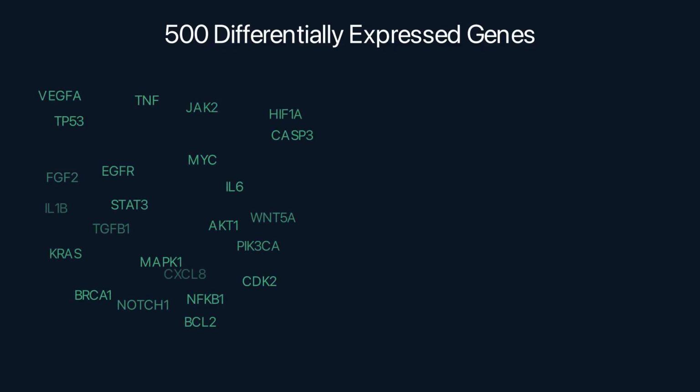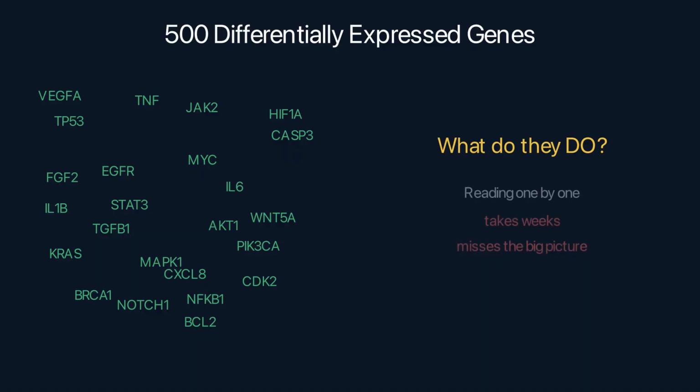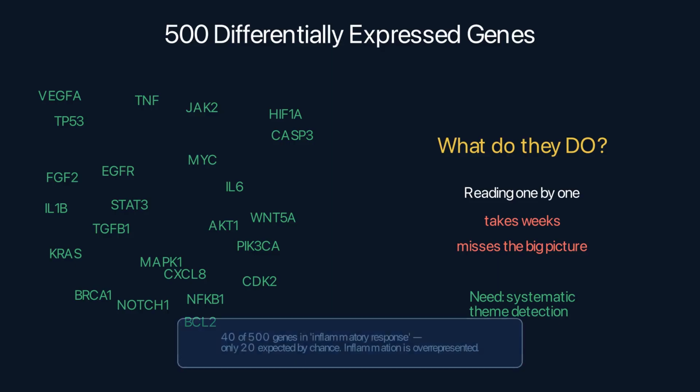500 genes. Some are kinases. Some are cytokines. Some are metabolic enzymes. Some have unknown function. The pattern is invisible when you look at them one at a time. But if 40 of your 500 genes belong to the inflammatory response pathway and only 20 were expected by chance, inflammation is overrepresented in your gene list. This statistical overrepresentation turns a list of genes into a biological hypothesis.